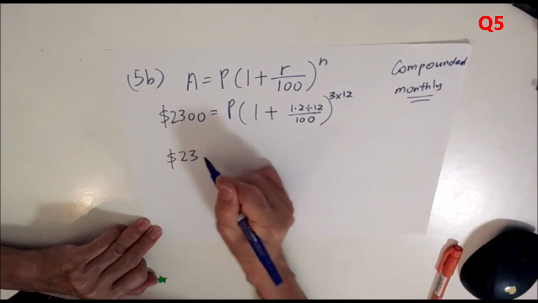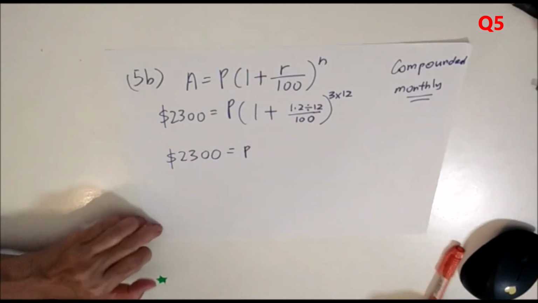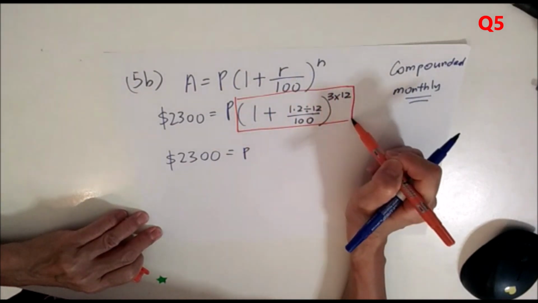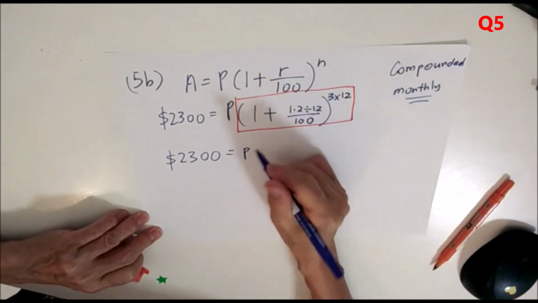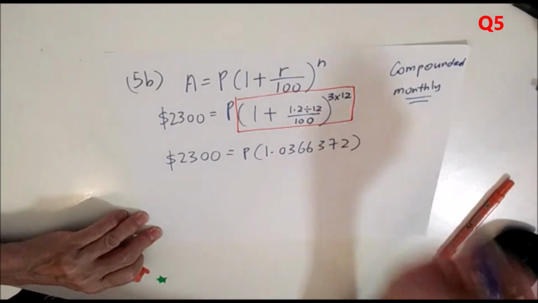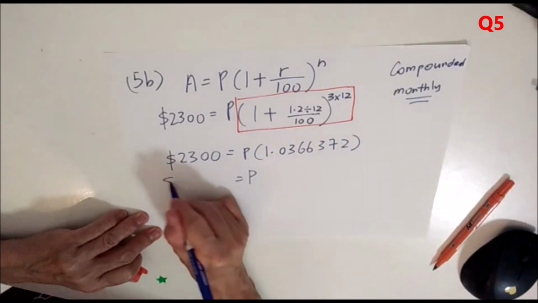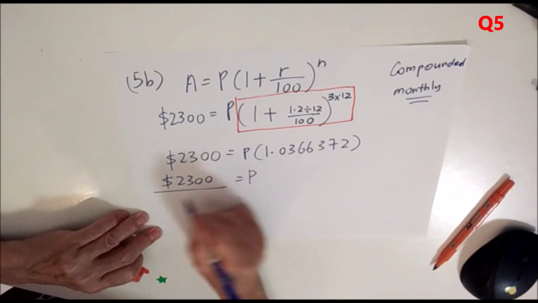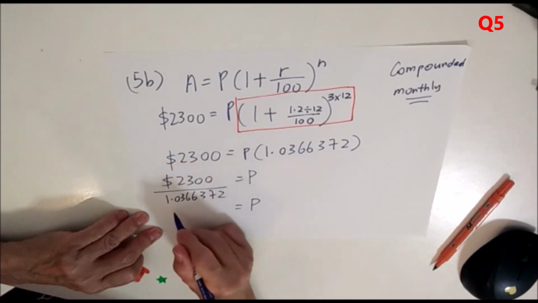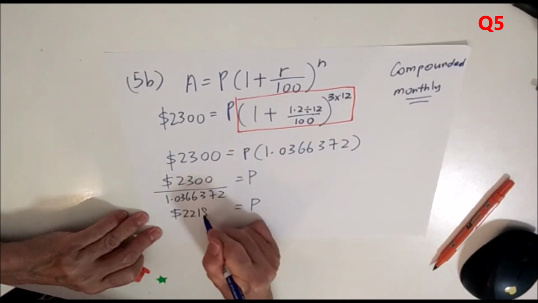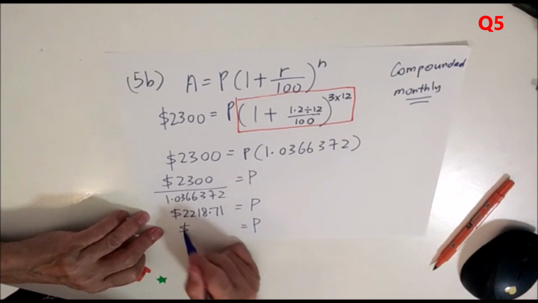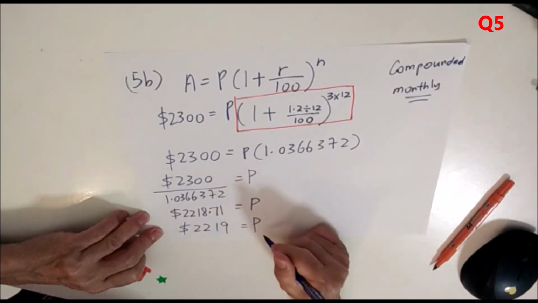So let's continue. You get a calculator and you work out this part. You type in exactly the way it is and you will get 1.0366372. You bring that over, you divide, and you will get P as 2218.71. But the question wants you to bring to the nearest dollar, and that will give you 2219.